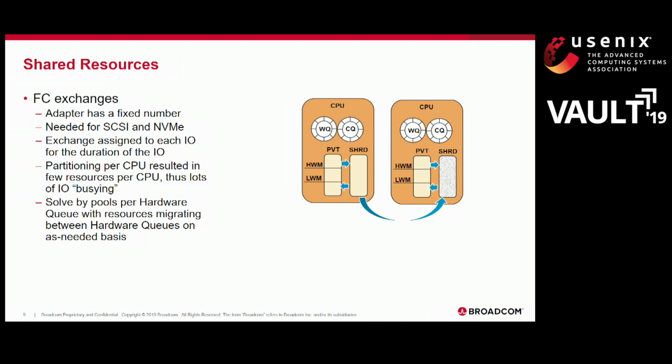Now, even though we have a lot of things that can be per CPU, there obviously are some adapter resources that can't be per CPU. And one of those that we have is what we call an exchange resource. It's used on every single I/O. It's used by SCSI or NVMe. And we have to figure out how to move those around.